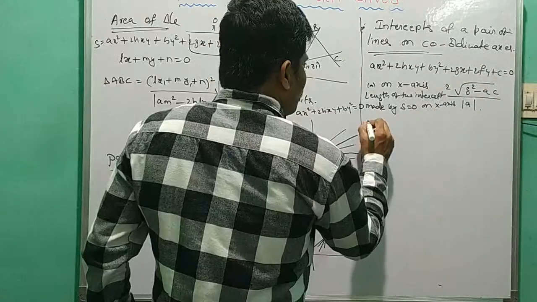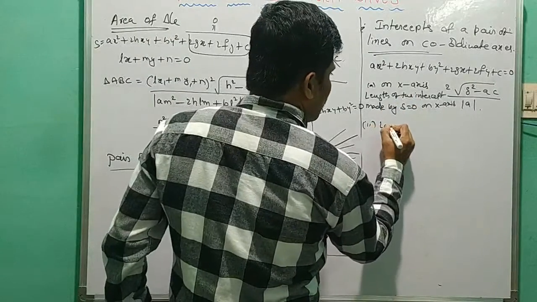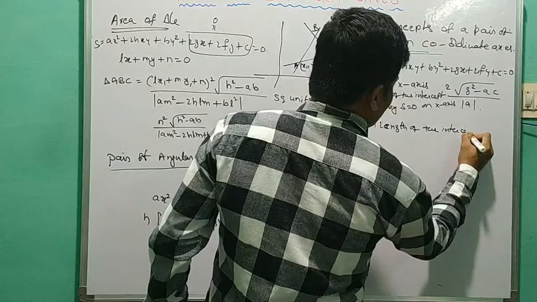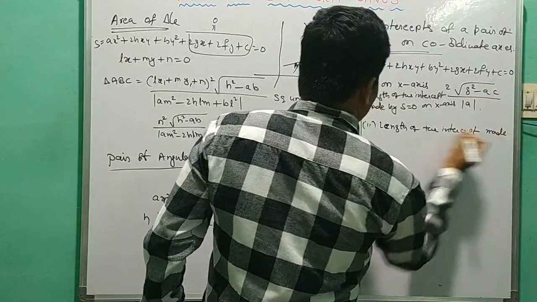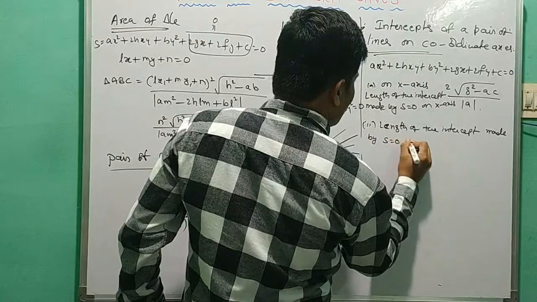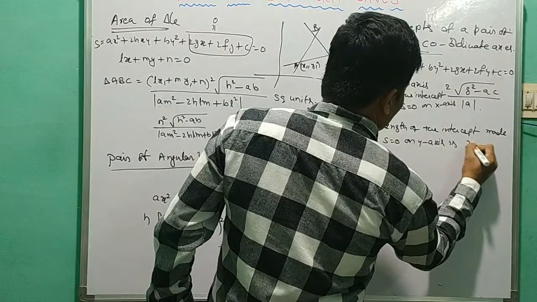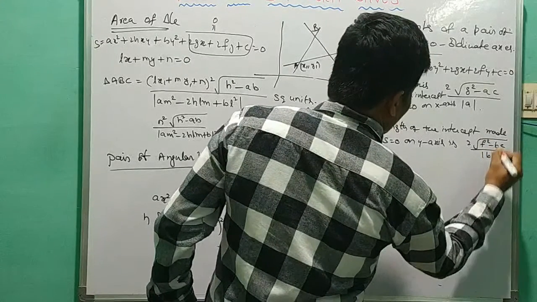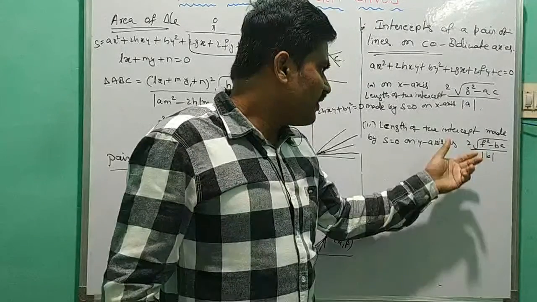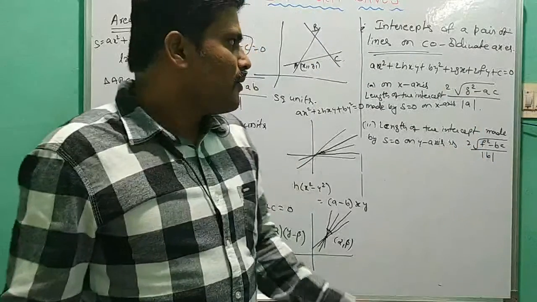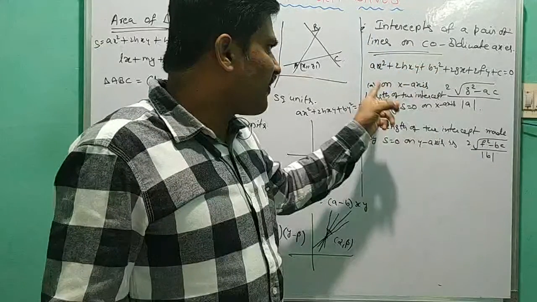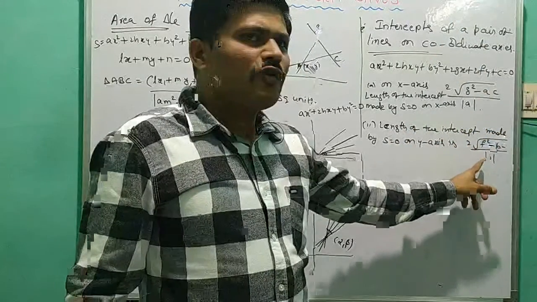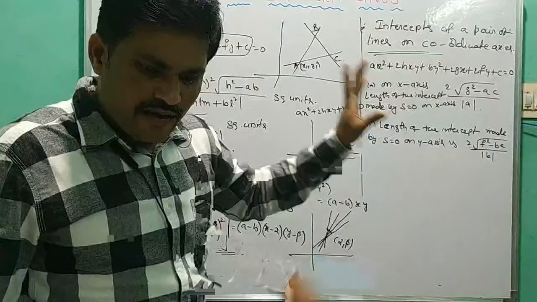Similarly, the length of the intercept made by S equal to 0 on the y-axis is 2 into square root of f square minus bc by mod b. So the length of the intercepts made by the pair of lines on the x-axis is 2 into square root of g square minus ac by mod a, and on the y-axis is 2 into square root of f square minus bc by mod b. These are very, very important.